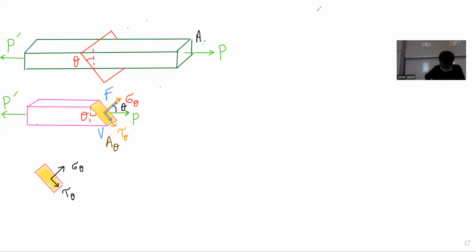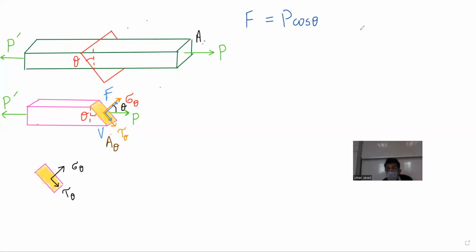And 37. Okay, I think I can just start writing. Equal to V cosine theta, and then V equal to P sine theta, and A theta is equal to A by cosine theta.